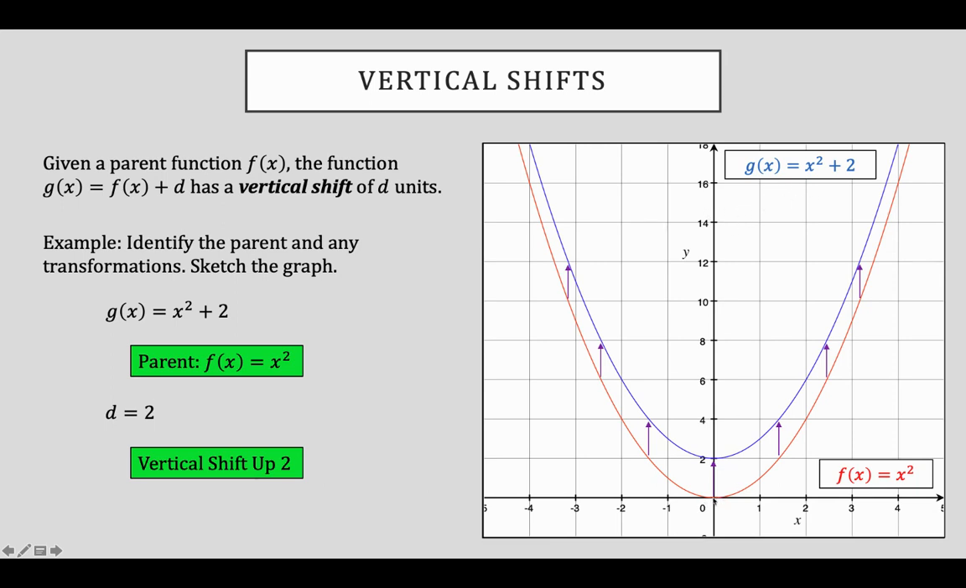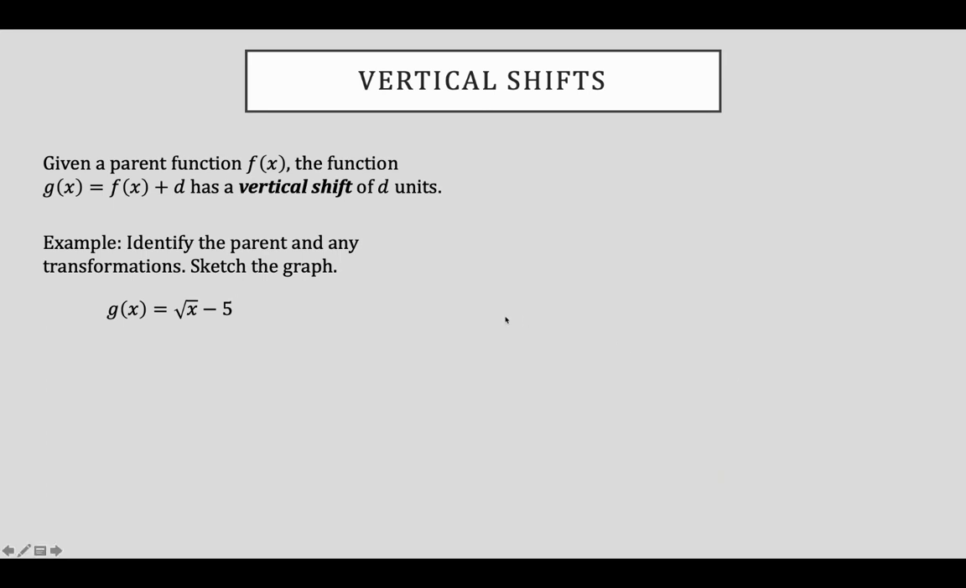Notice the vertex of this parabola that was originally at (0, 0) moves up to (0, 2). This point that was right here, the ordered pair (2, 4), moves up to (2, 6). Every single point on the parent function shifts up 2 units. Let's take a look at another example.